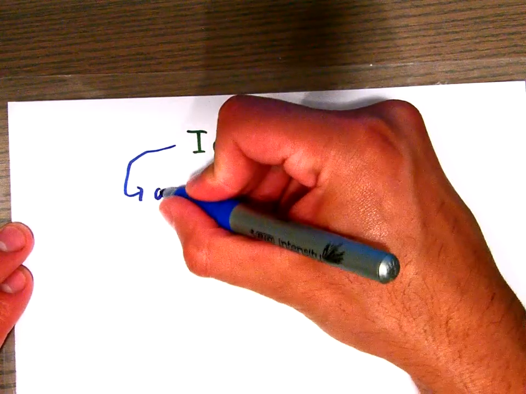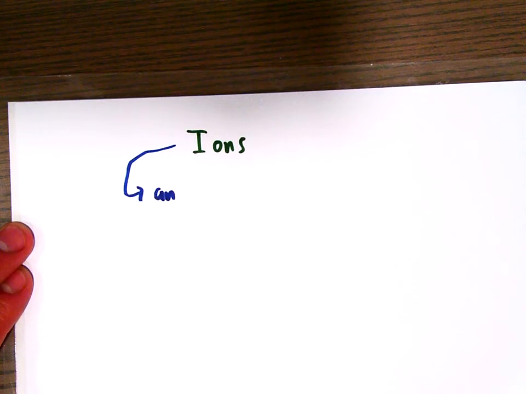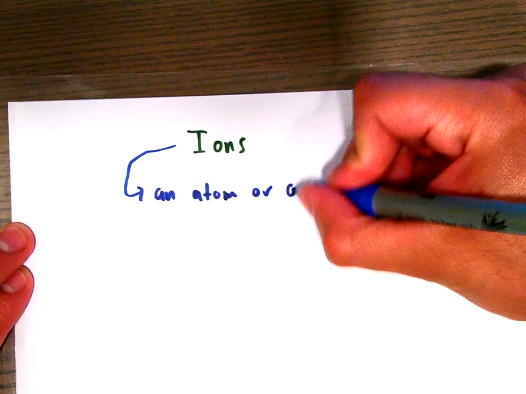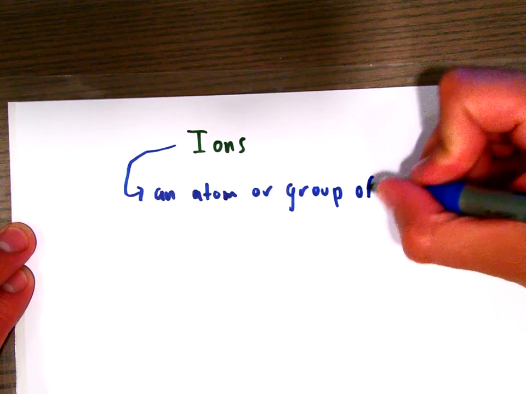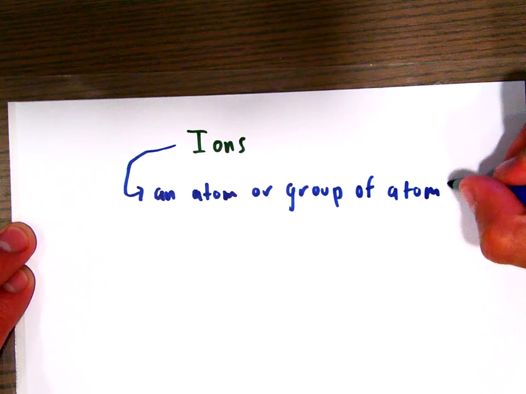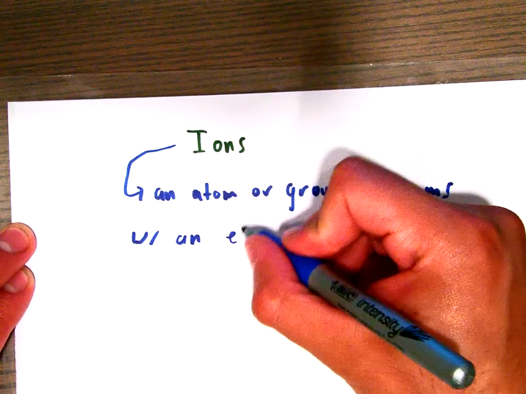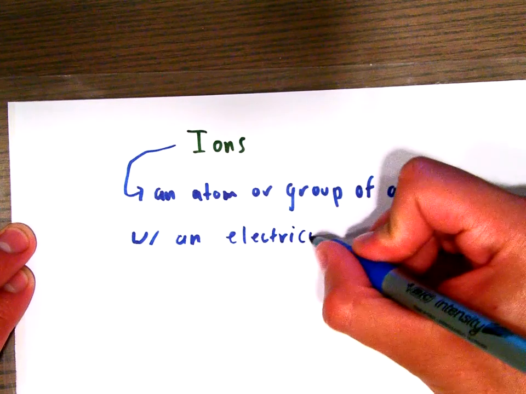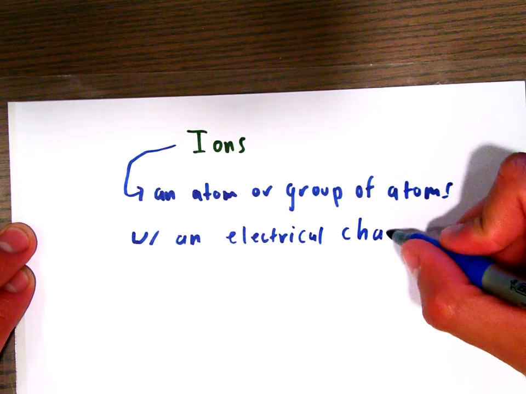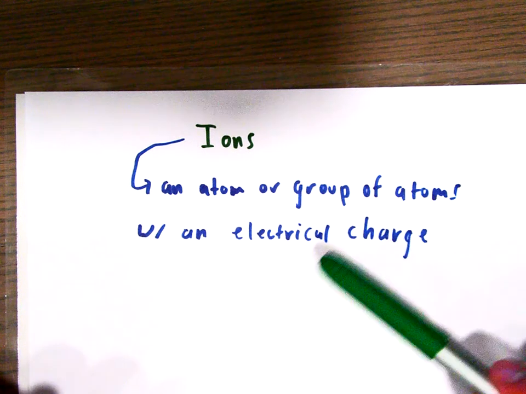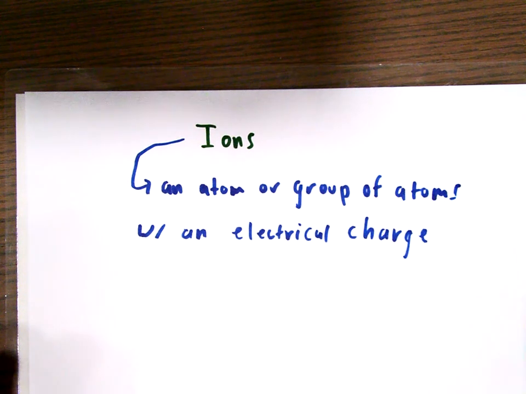It's going to be an atom, or group of atoms, with an electrical charge. Okay, so it could be, we're mostly going to study atoms, but they can also be groups, which we'll see later on. Okay, and the reason that they have an electrical charge is due to either losing or gaining electrons.